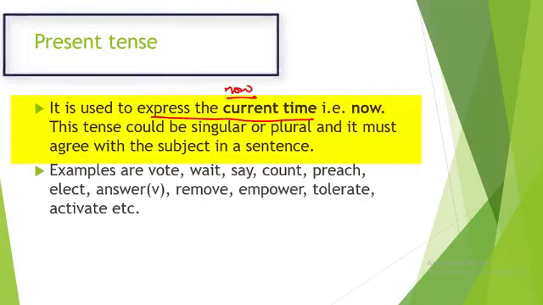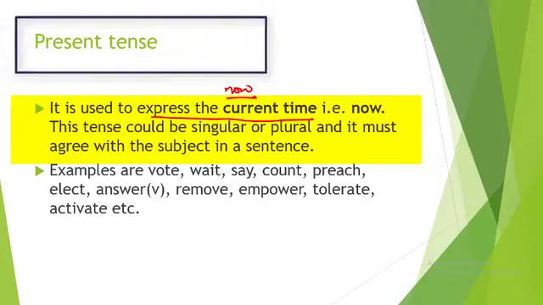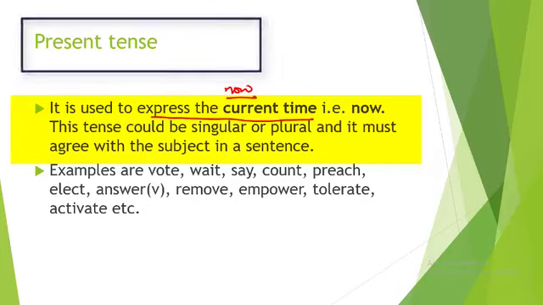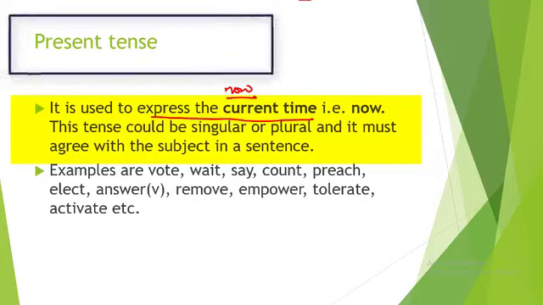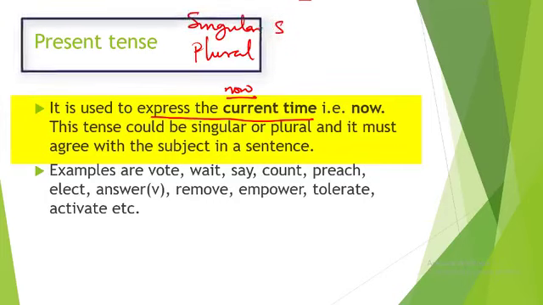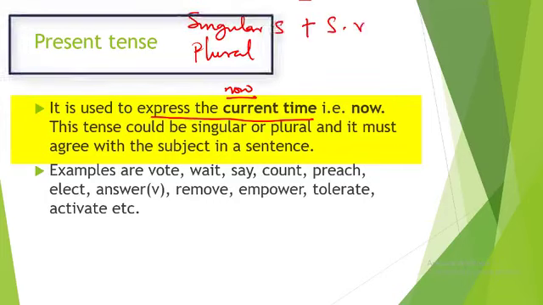This tense must always agree with the subject. I repeat, present tense must always agree with the subject. Now, the subject I'm talking about can be in the singular number or plural number. I told you that singular subjects attract what? Singular verbs. Plural subjects attract what? Plural verbs. So don't misuse them.